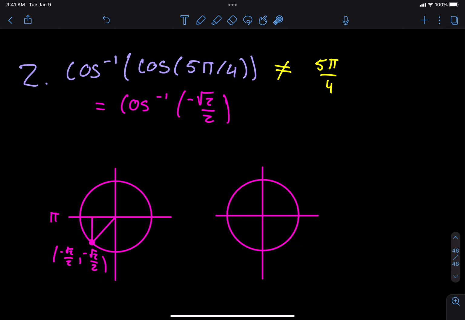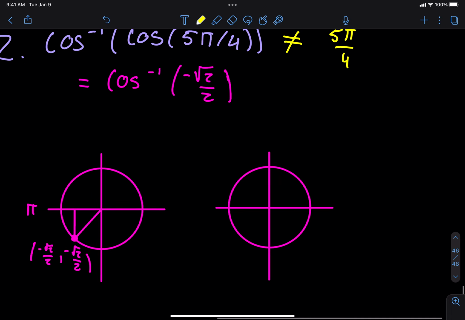of arc cosine, exactly as you say, should be between 0 and pi. So the output can't be 5 pi over 4. The output will never be 5 pi over 4 for arc cosine. It must be a number which is between 0 and pi. So what do we do? We are going to look for another point whose x value is negative square root 2 over 2.